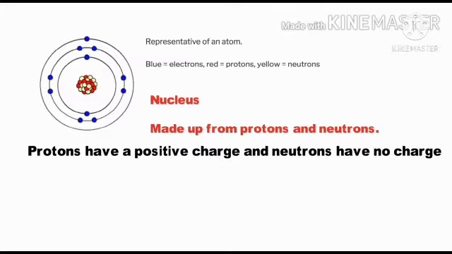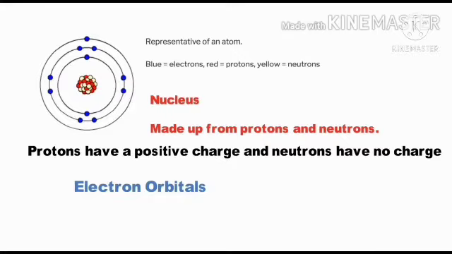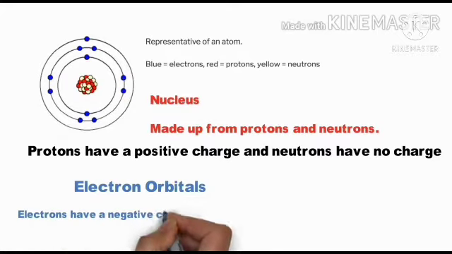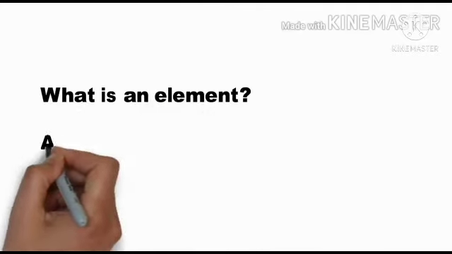Electrons are negatively charged particles. The space where electrons gather is called electron orbitals. Electrons have a negative charge and are extremely light compared to the nucleus.